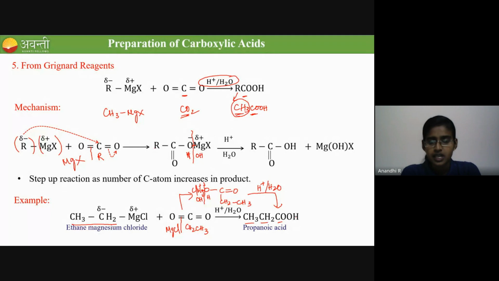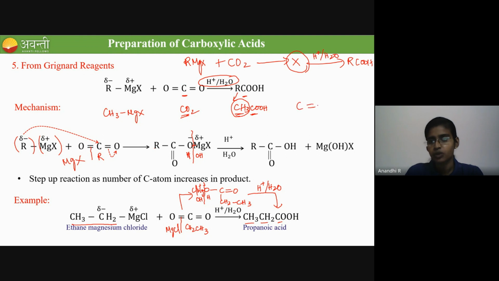So this reaction was asked in NEET 2022. The question was like this. They gave RMgX, and they gave CO2. And they asked us to find out X here. And this X on further hydrolysis forms RCOOH. So what is the X here?